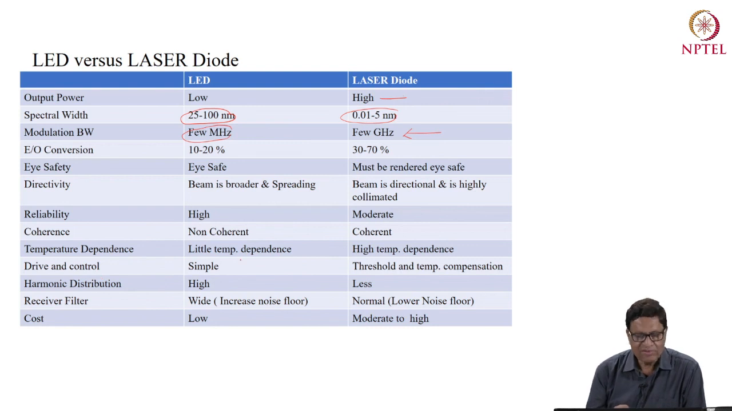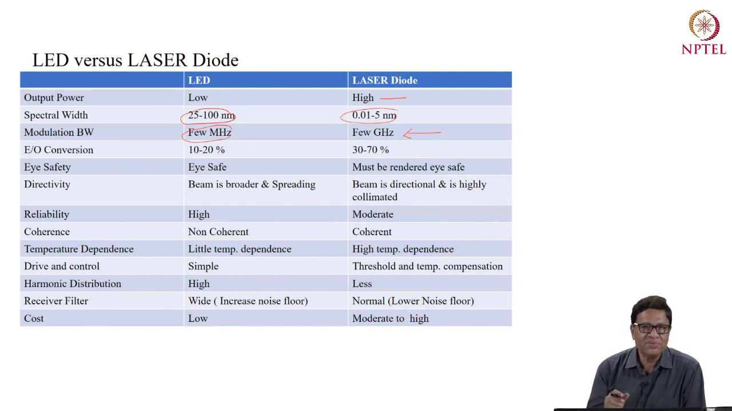The drive and control for an LED is very, very simple. Whereas for a laser diode, you have to keep the threshold constant, you have to keep the temperature constant. So additional control circuitry is required for threshold and temperature compensation. So it's a little complex as compared to an LED. Harmonic distortion in an LED is high, whereas in a laser diode, because it is essentially a single source of light ideally, it is quite less.